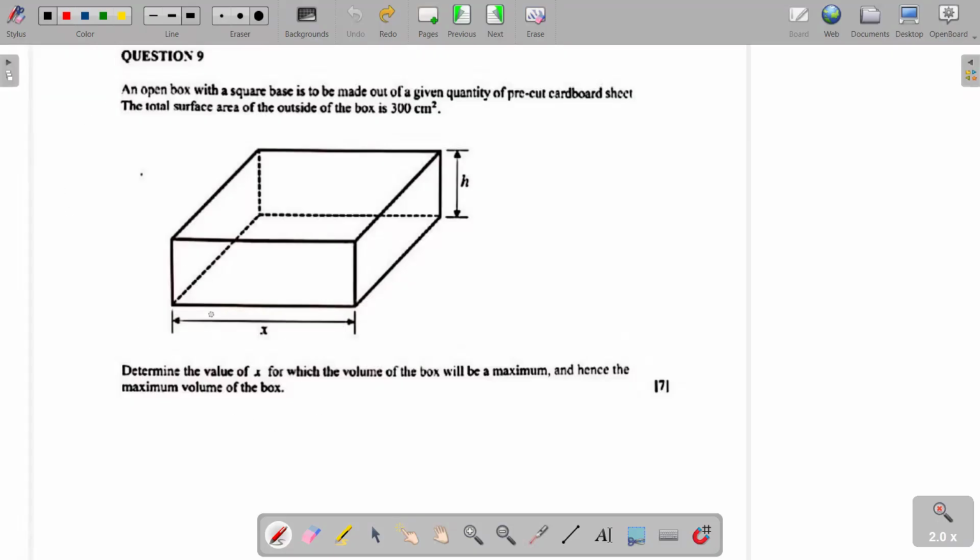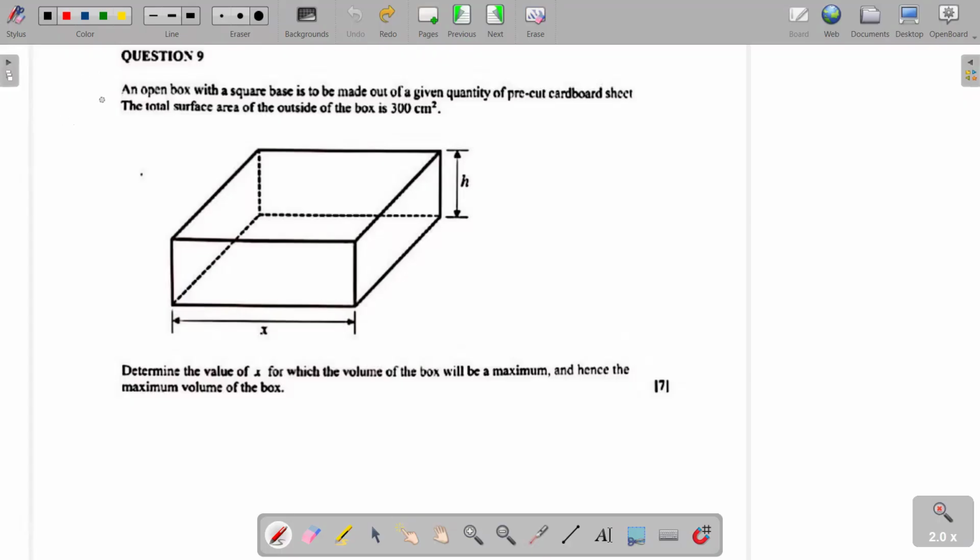Good evening. We are going to be concentrating on the paper which was written June 2025, grade 12, from the Eastern Cape Department of Education. Question on optimization, question 9.